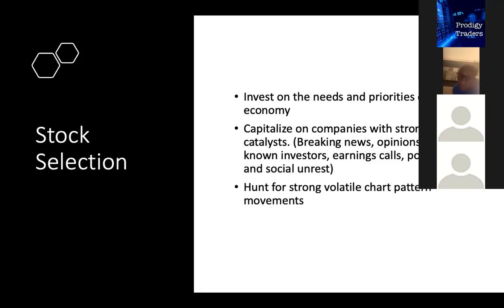Political and social unrest. So if there's a lot of uncertainty in the economy, COVID, the investors and market really don't know what's going to happen next. That causes a lot of volatility, and we want to capitalize on those companies as well. And you want to hunt for companies with strong volatile chart patterns. For example, the triangle pattern. You want to look for those companies that have great setups to maximize your profit chances in the market.